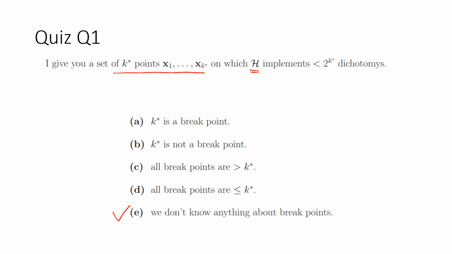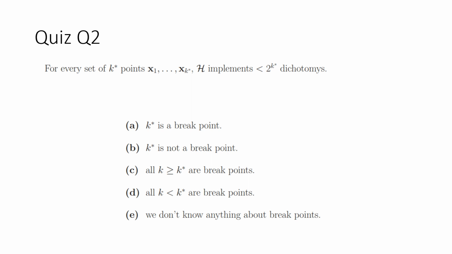Let us move on to quiz number 2. For every set of k star points, and notice this is different, x1, x2, and so on up to xk star, H implements less than 2 to the k star dichotomies. So what do you think the answer is? K star is a breakpoint, because whatever dichotomies my hypothesis set implements is less than the theoretical 2 to the k star, and this holds for every set of k star points.